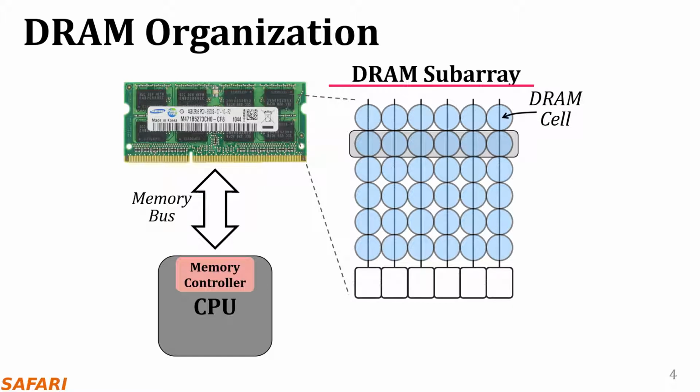A DRAM cell stores a single bit of information as electrical charge. In a subarray, the cells are vertically connected to sense amplifiers, which can read the data from the cells and update it if needed. A row of DRAM cells is called a DRAM row.